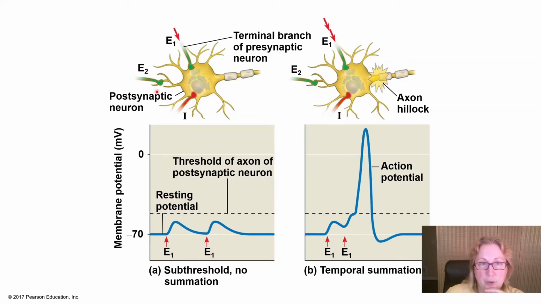Here we have two excitatory signals. E1 and E2 are supposed to be excitatory signals. You can see they're depolarizing signals. If they're far apart in time, neither one is enough to generate an action potential because they don't reach the threshold; they're at a sub-threshold level. But if you have the same exact two signals, but now they occur closer in time, that could be enough to generate an action potential because now they're going to add together.